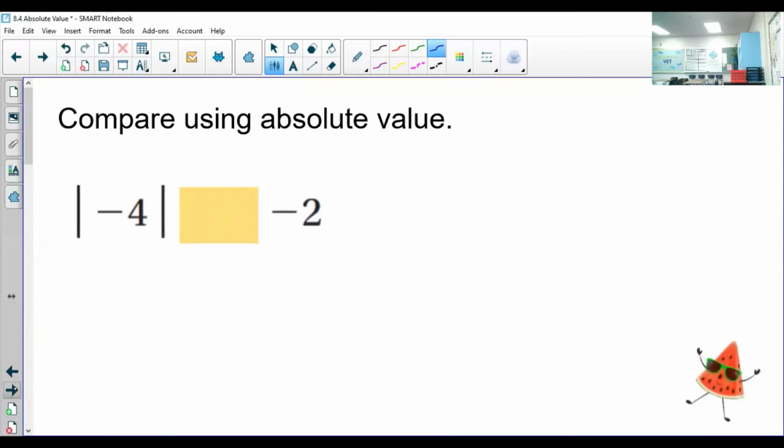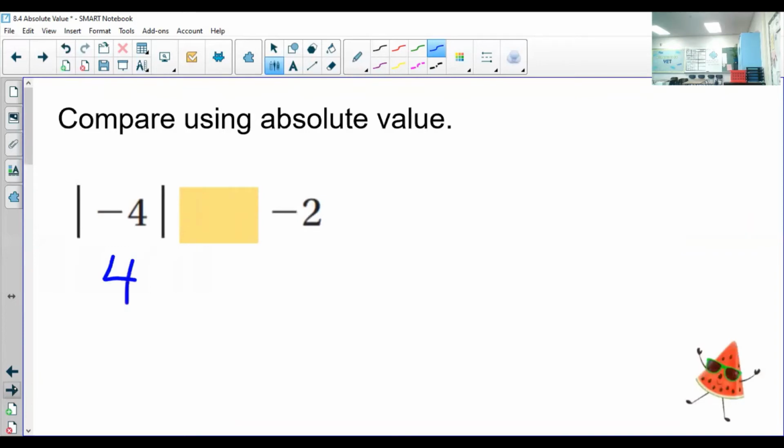Okay, now we're going to compare using absolute value. So now we're looking at greater than, less than, or equal to. Okay, so I have the absolute value of negative 4 and negative 2. So the absolute value of negative 4, well, how far away is negative 4 from 0? It's going to be 4 away.